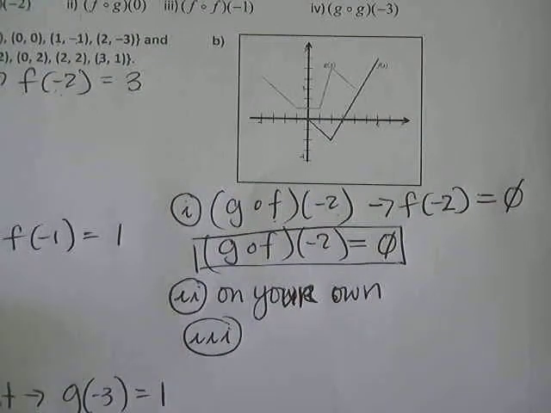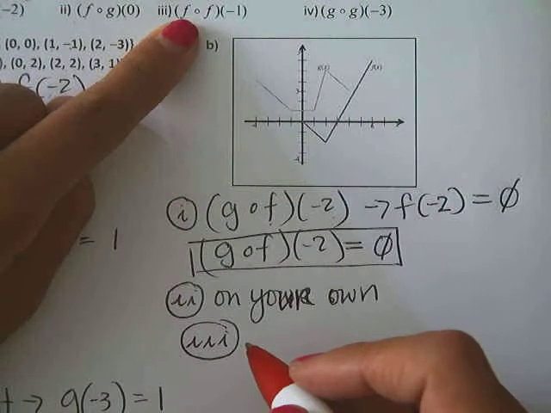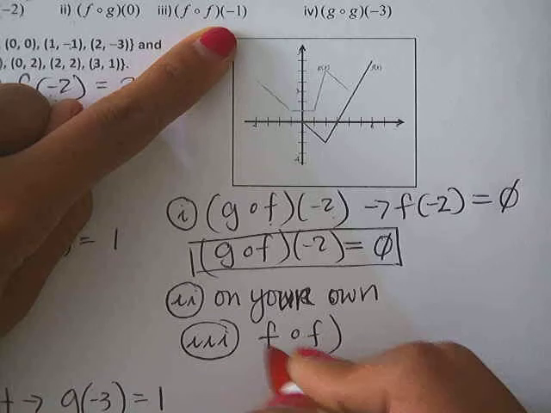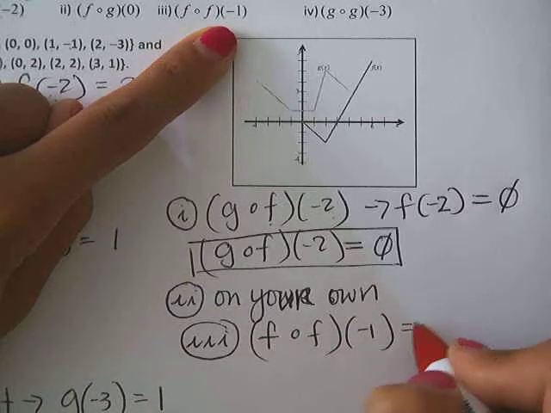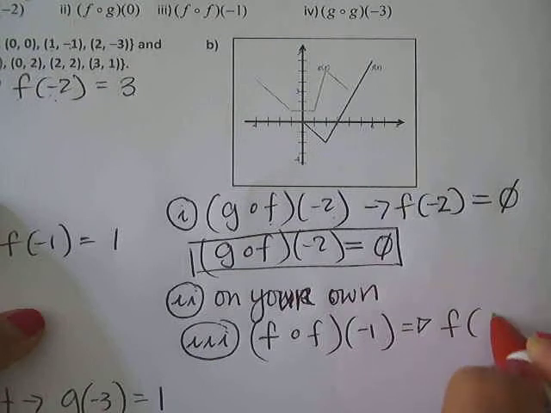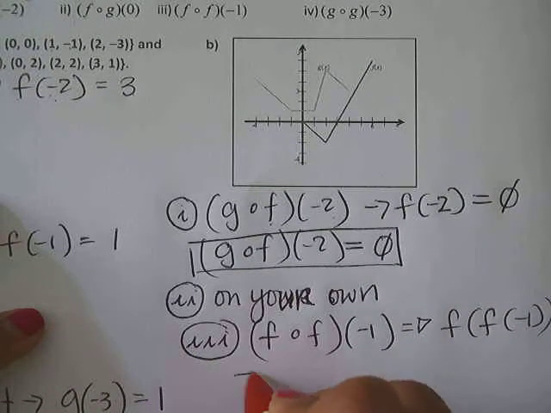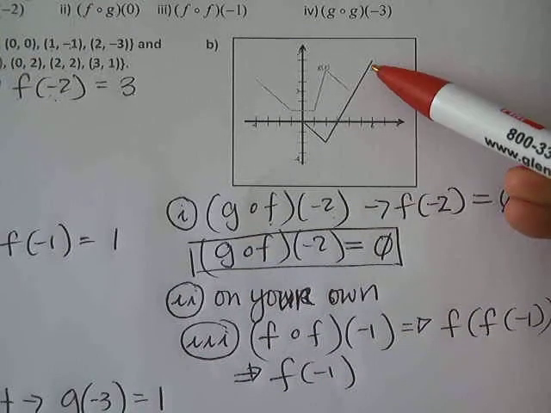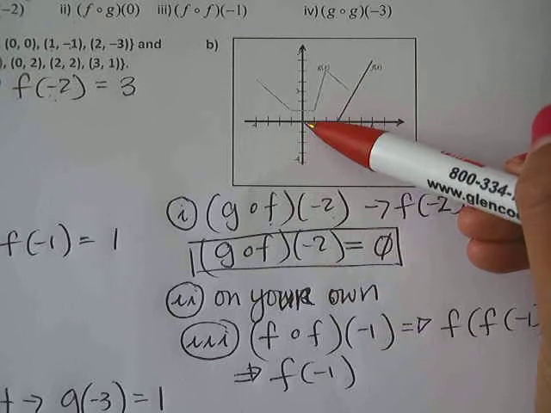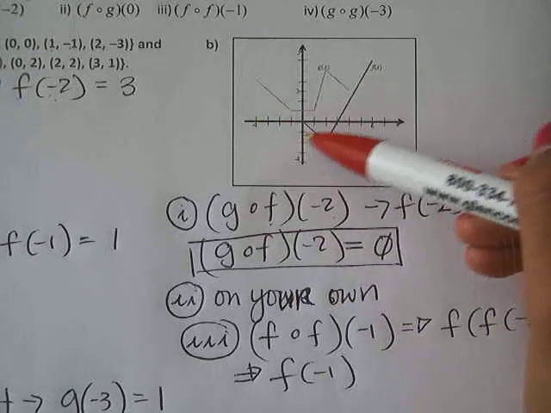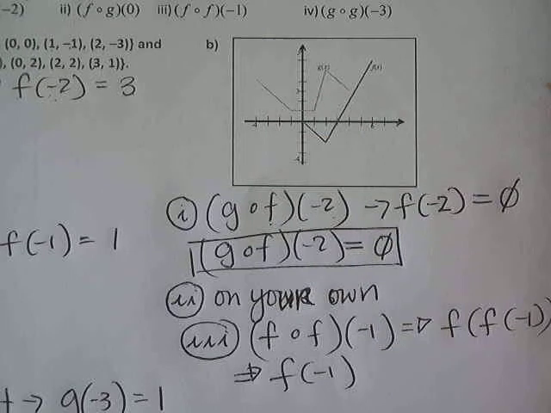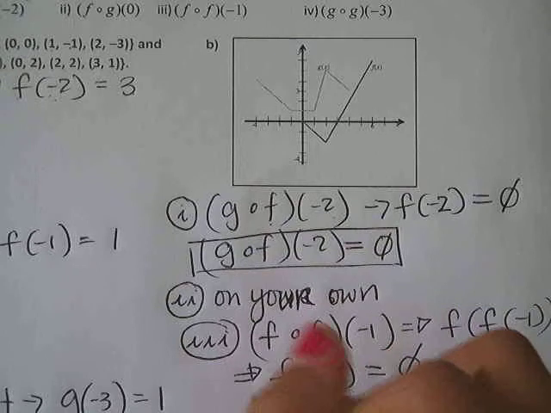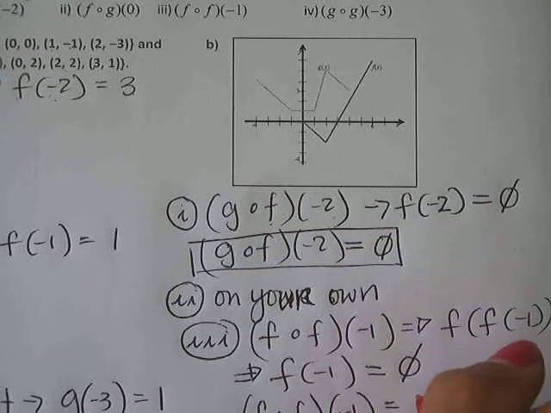Okay, 3i says, I would like for you to find f of -1. So by definition, I'm going to find f of -1 this way. The first thing I want to do is f of -1. Well, similarly to 1i, I don't have any negative value on the f function. So already this doesn't have a solution. Therefore, f of -1 equals no solution.